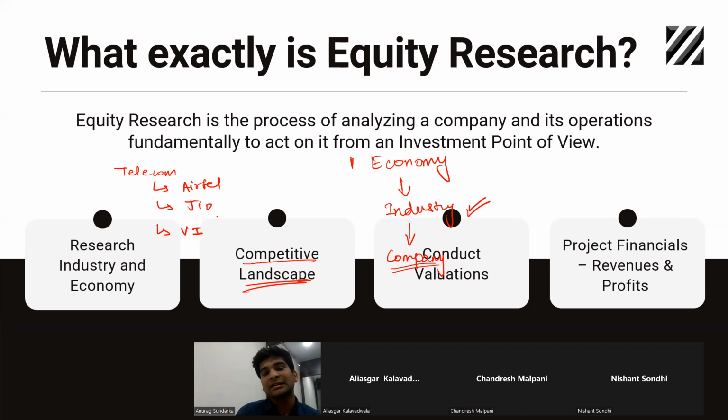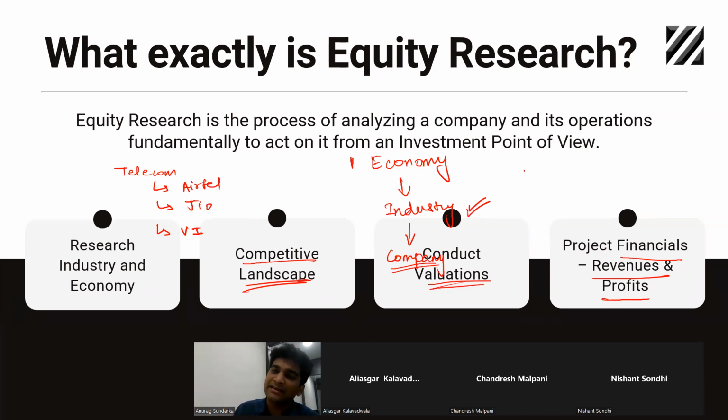Now, once you have identified the companies that you're interested in, the next thing is to conduct a valuation exercise and to project revenues and profits. It's actually a very detailed exercise called financial modeling. Let's not get caught up in the jargon. What does it mean? For the next 5 years, they try to understand the revenues and the profits. And alongside, they conduct valuations.